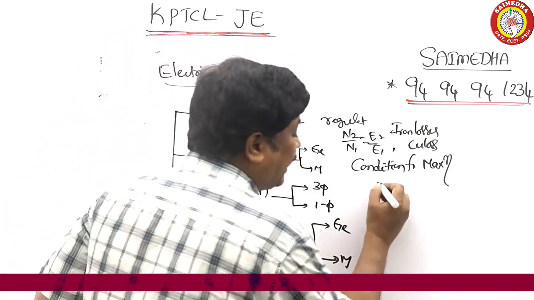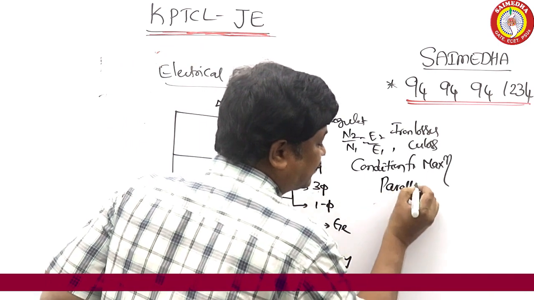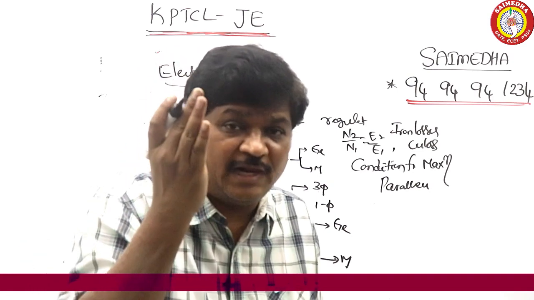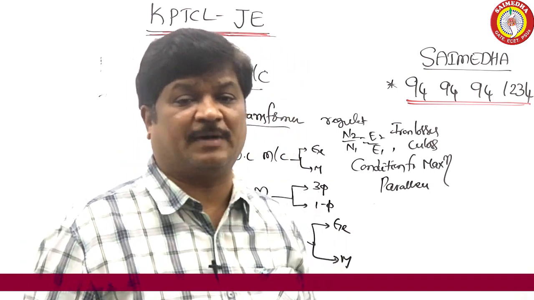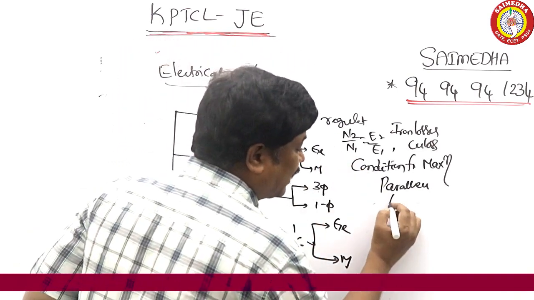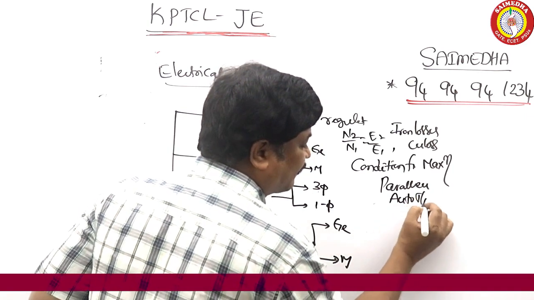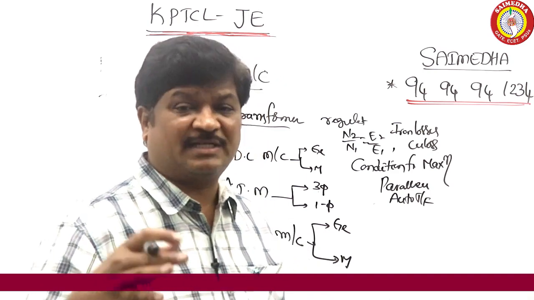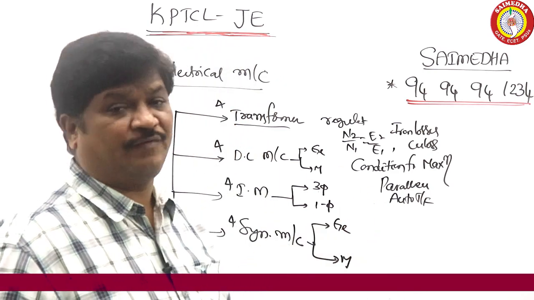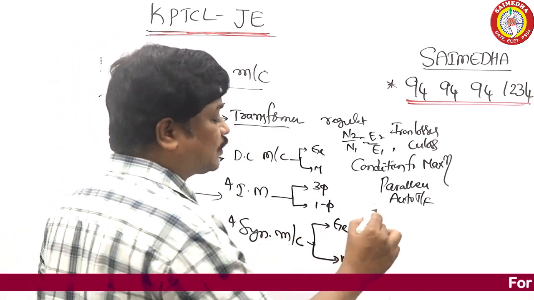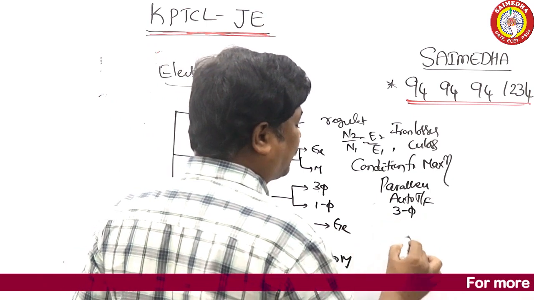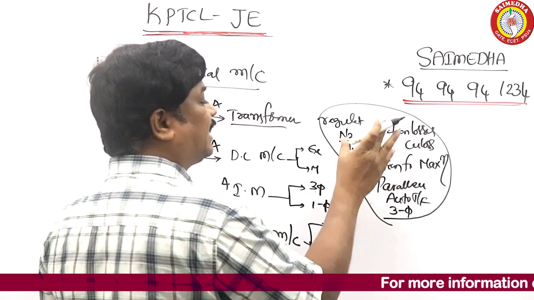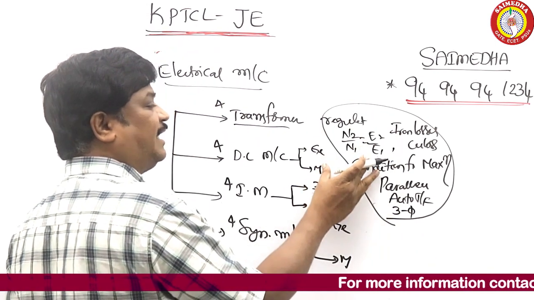And parallel operation of the transformers. What are the conditions to fulfill for parallel operation of transformers? And there may be one question from the auto transformer: where we are using the auto transformer, what is the K value, how much saving is there. From that also we can get a question. And the last, from the 3-phase transformer, there is a probability of one question. These are the important topics where we have to concentrate.